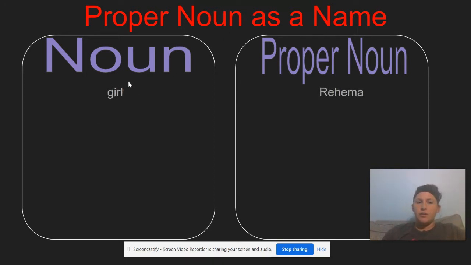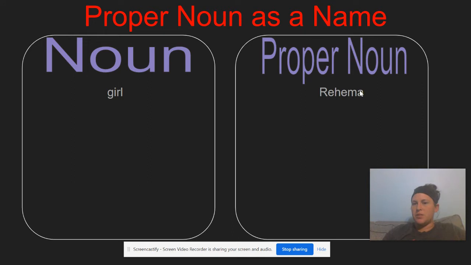So we've got a girl. That's just a regular noun. It can mean any girl in the whole wide world. It could mean mom, granny, auntie, your classmate that's a girl, a teacher that's a girl, the lady that is your waitress that's a girl, the lady that's checking you out at the Dollar General that's a girl. It can mean any of those.